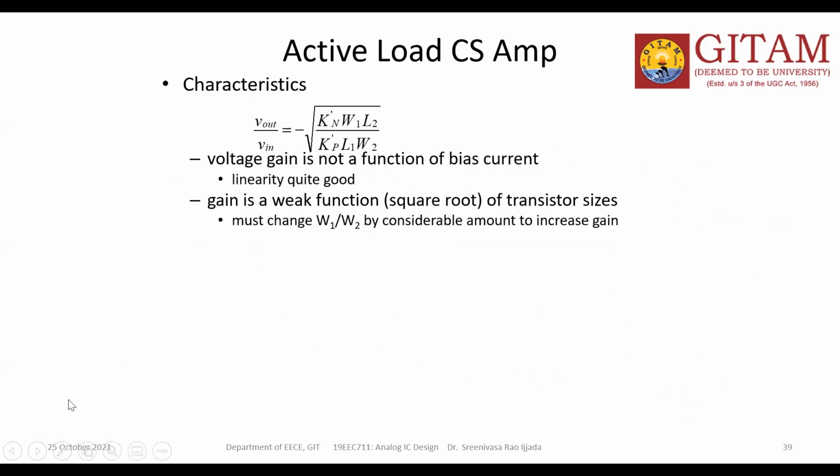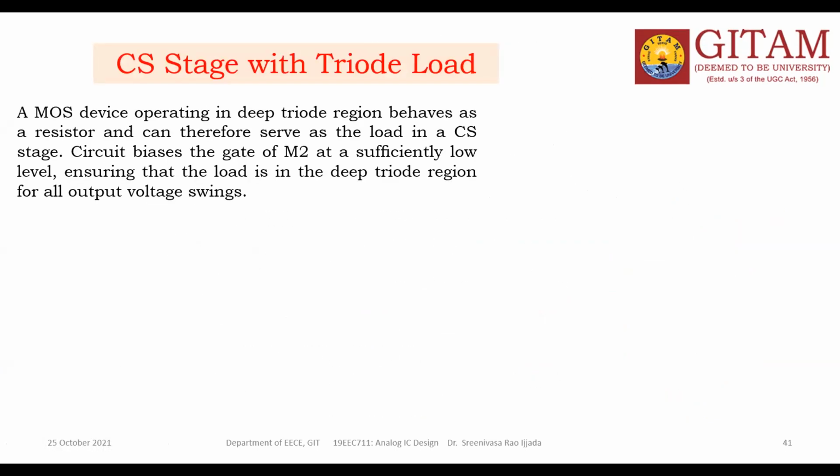Okay. The next one is triode load, CS stage with triode load. What is called the triode load? Keep a device as the load which should be operated in the triode region. Earlier, we kept one device as the load operating in saturation; that is called the CS stage with current source load. Now the CS stage with triode load. Here we keep one device in the triode region of operation.